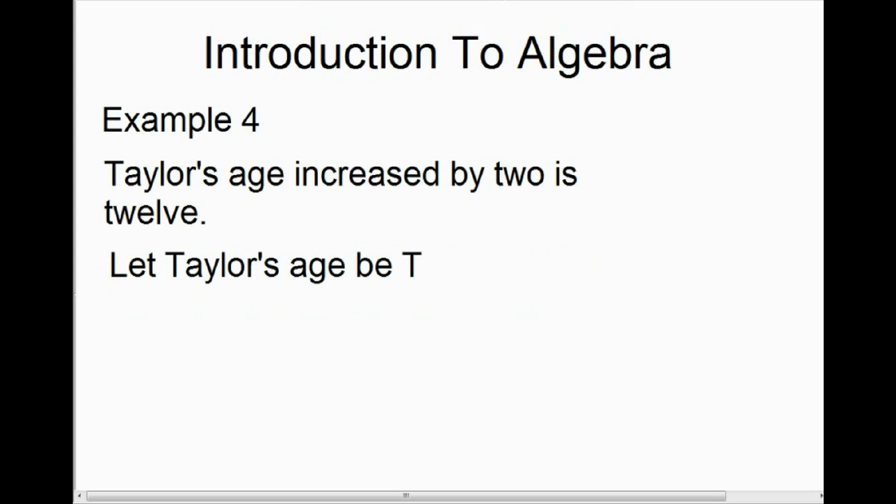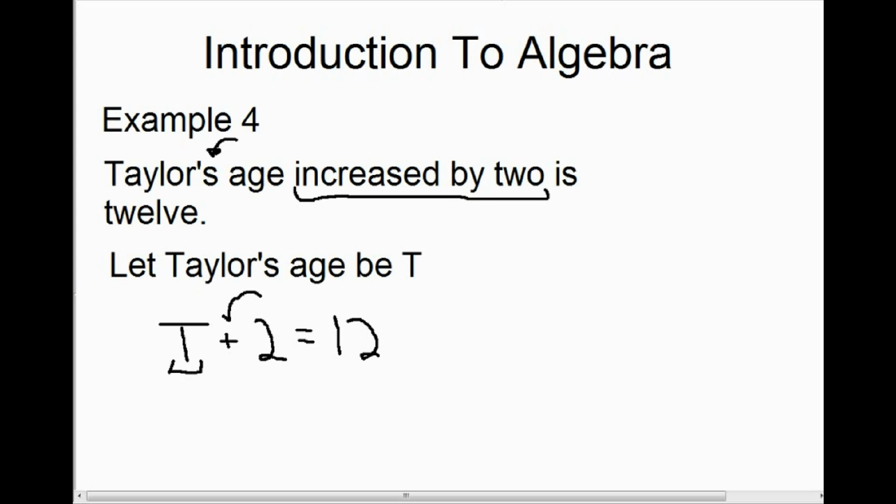Now that we have that, we can translate the entire sentence here. We start with Taylor's age, which, as I've translated, we're going to call that T. Increased by 2 means we're adding 2. So we can add 2. Adding and subtracting, we just use the symbols we've always used for adding and subtracting. And then is equals. And finally, the number 12. So now if we were to translate that back, T, which is Taylor's age, increased by 2, is 12.